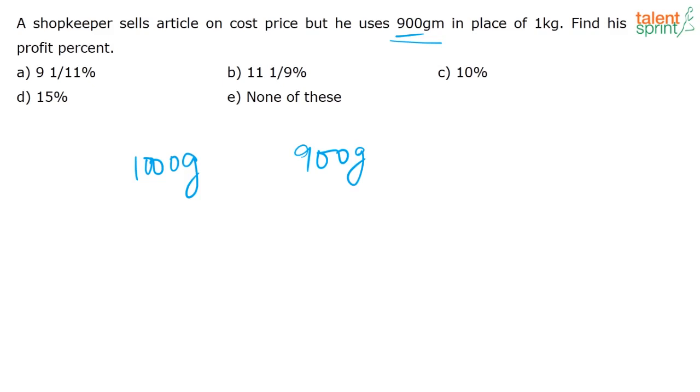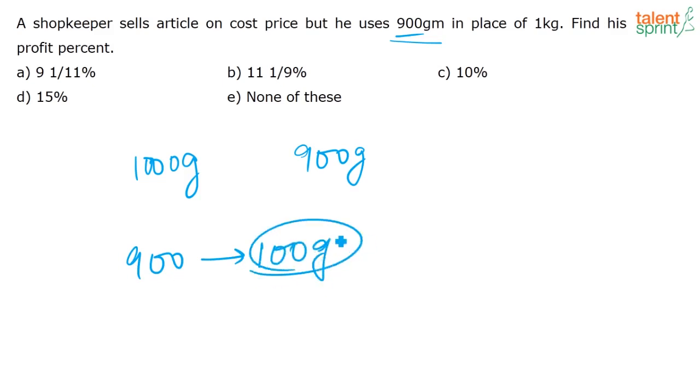So what does that mean? He is actually only selling 900 grams, correct? But he is claiming to be selling 1000 grams. I am converting everything into grams instead of kgs, because here they have given it in grams. So for every 900 grams he is selling, he claims he is selling 1000 grams, which means for every 900 grams he is gaining the cost of 100 grams of the article. That is what he is getting as profit.